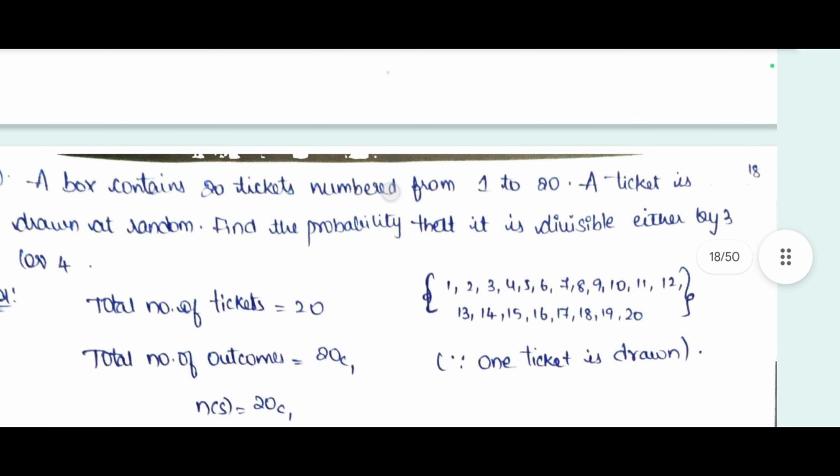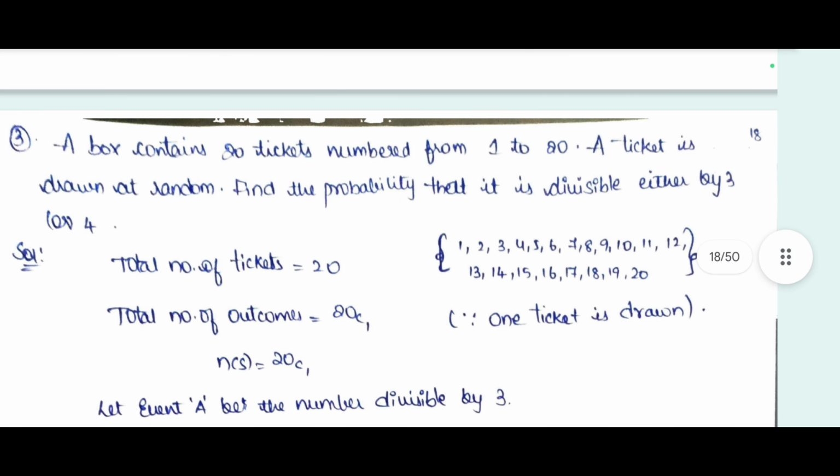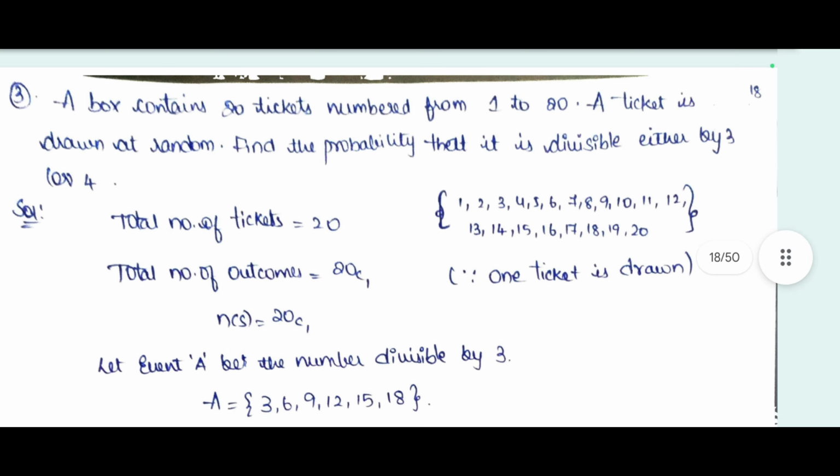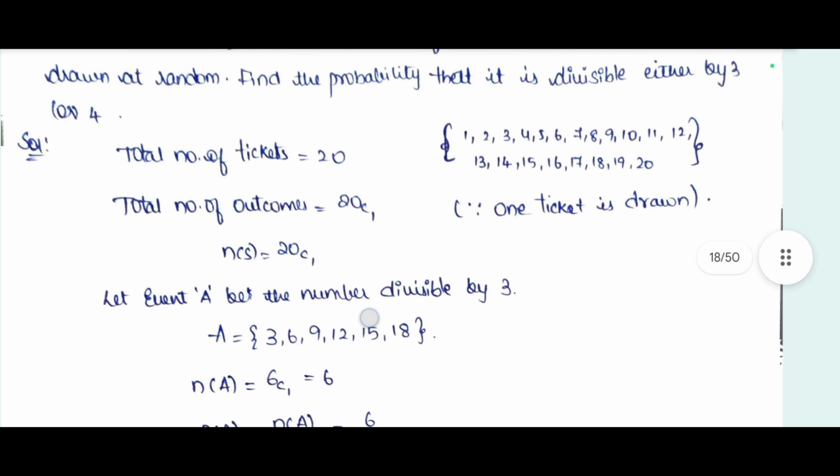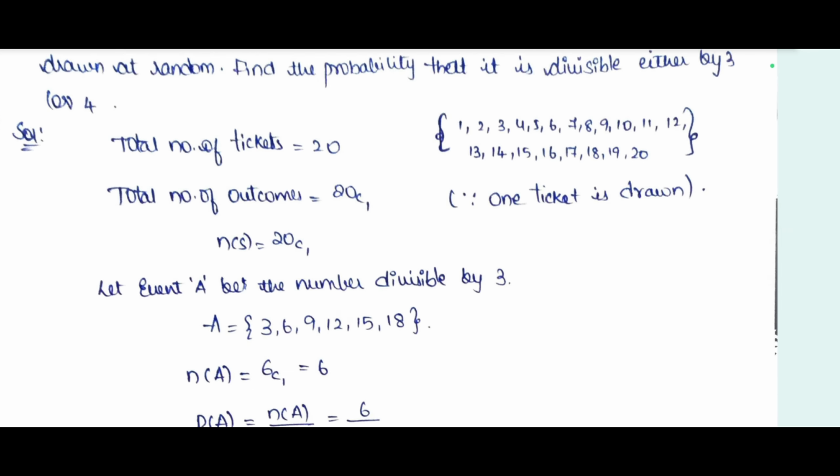Okay, next question. A box contains 20 tickets numbered from 1 to 20. A ticket is drawn at random. Find the probability that it is divisible by 3 or 4. So you have to be very careful while doing these "or" problems.